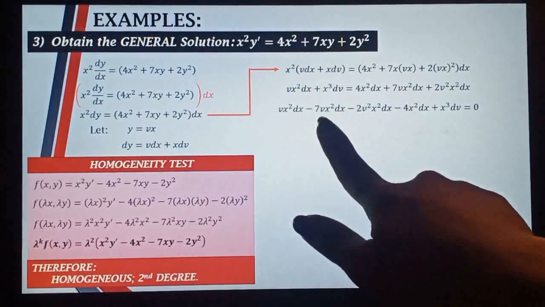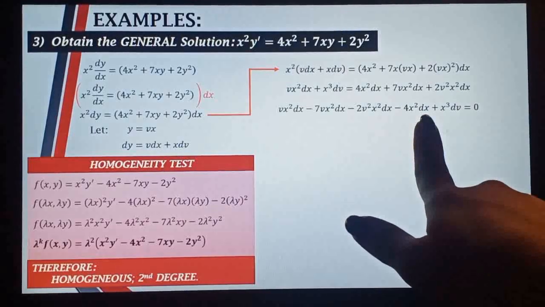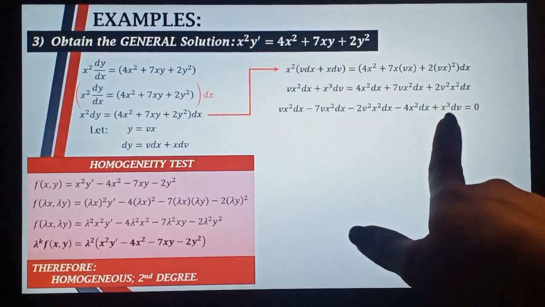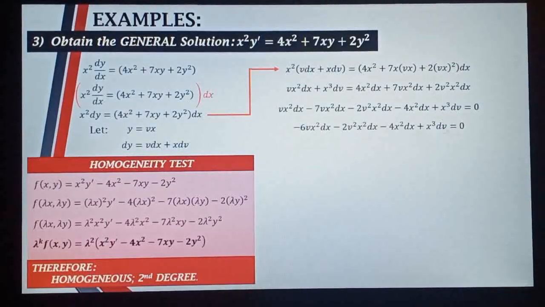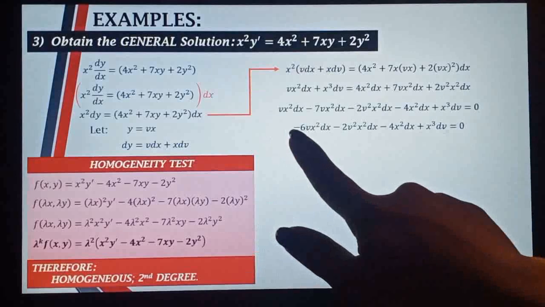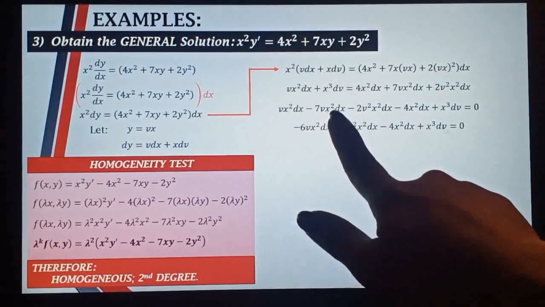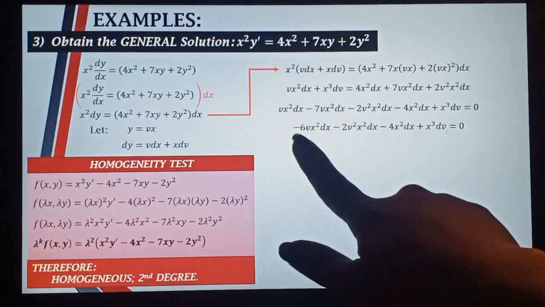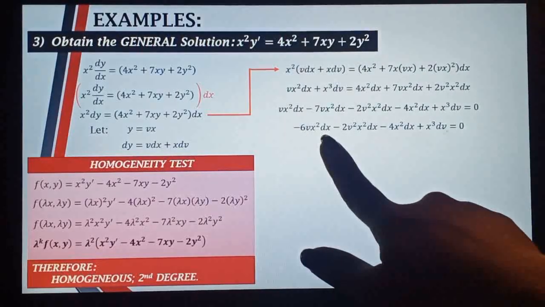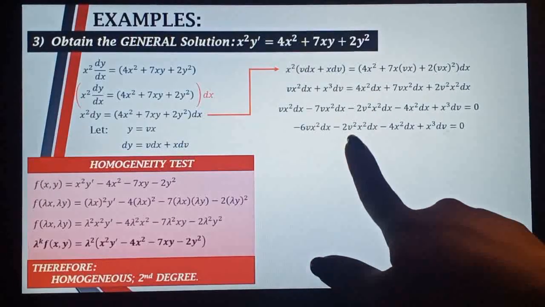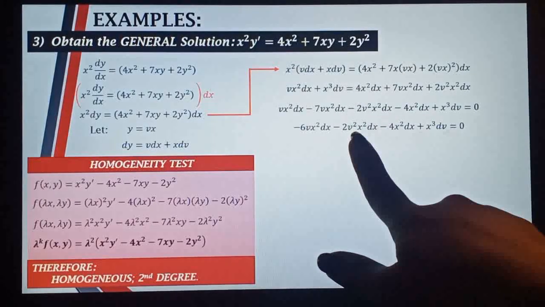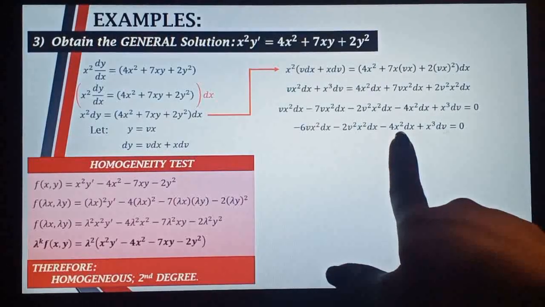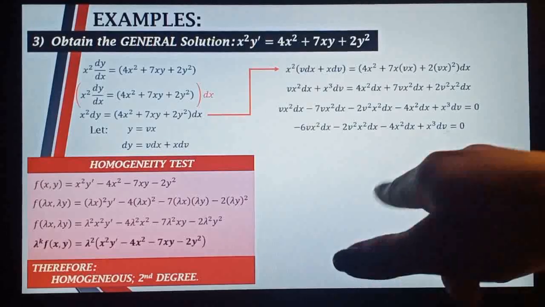Pinagsama-sama ko lahat ng dx para mas madali nating ma-simplify yung may common terms. Then nakahiwalay si dv. So in that case, you will now have vx² and also vx². So this will be 1 minus 7. That will be negative 6 of the vx² dx. Tapos ito, wala namang kamukha. So you need to copy negative 2v² x² dx minus of the term 4x² dx plus the x³ dv.